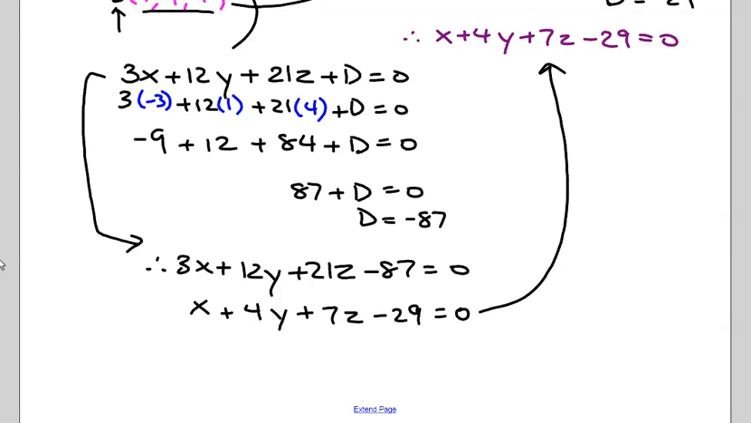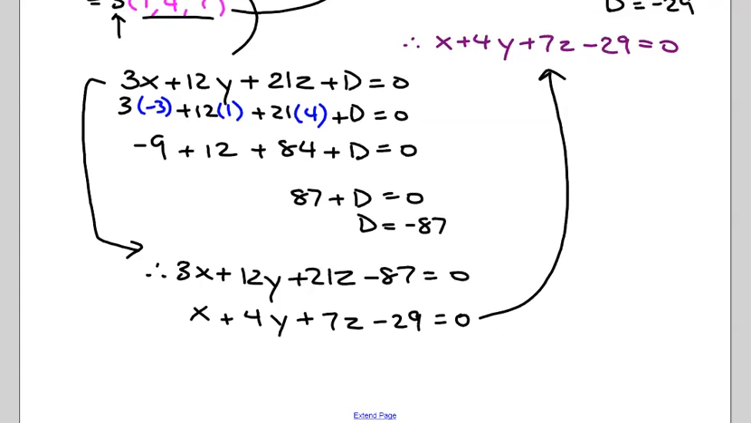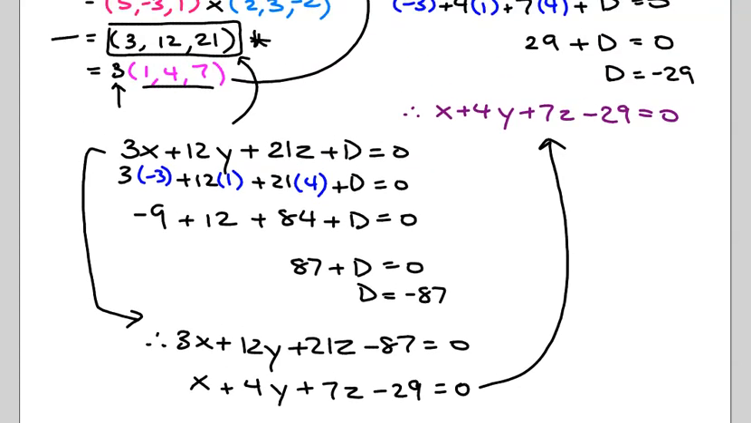Up to you if you want to reduce beforehand or after. I think it makes more sense beforehand just because these are nice and small numbers right here. It gets a little bit more complicated later on.